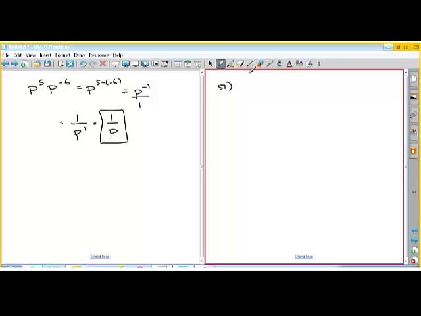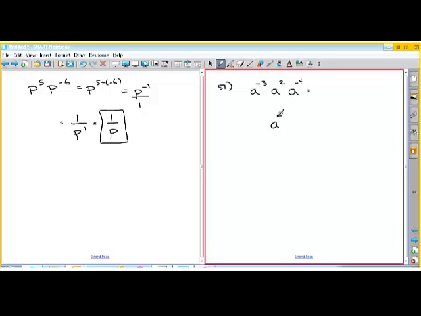Okay, let's do one more for this group, 51. So we have a to the minus 3 times a to the 2 times a to the minus 4. If you have more than 2 terms in a product, it doesn't really matter. You still apply the same rules. You're going to add the exponents because you're multiplying together.